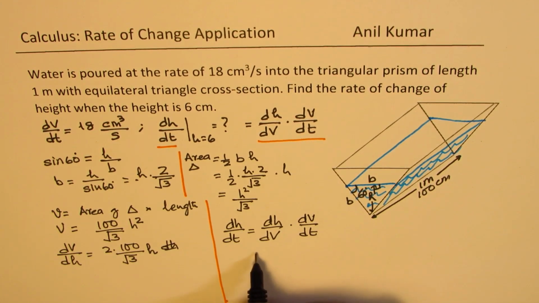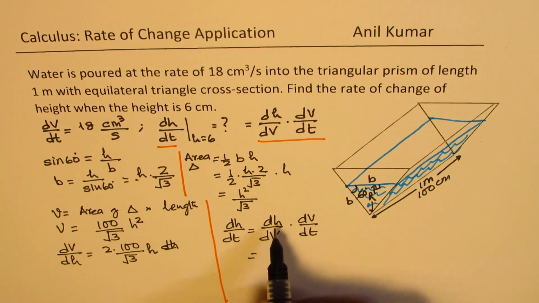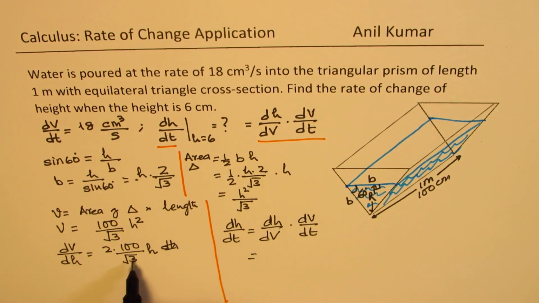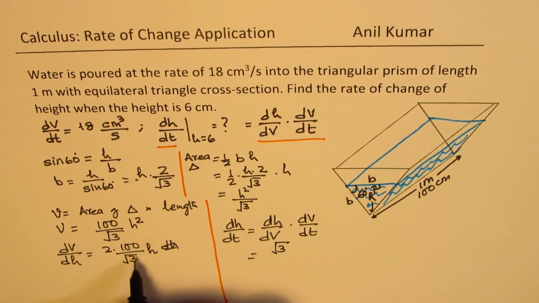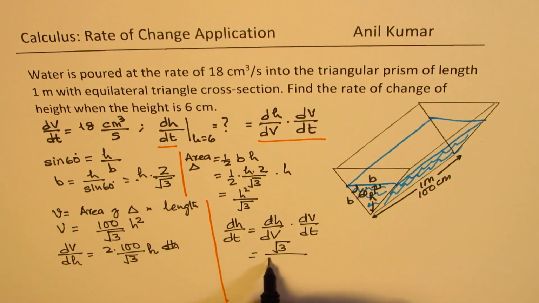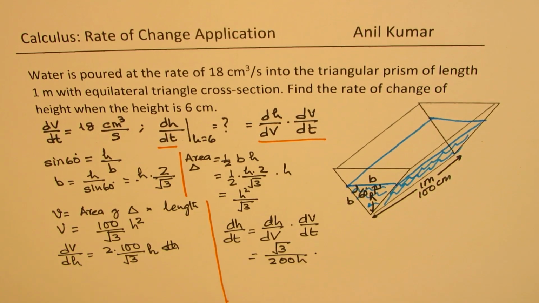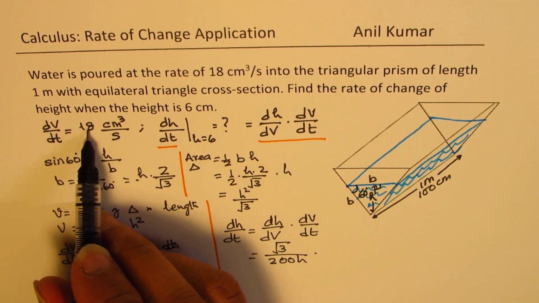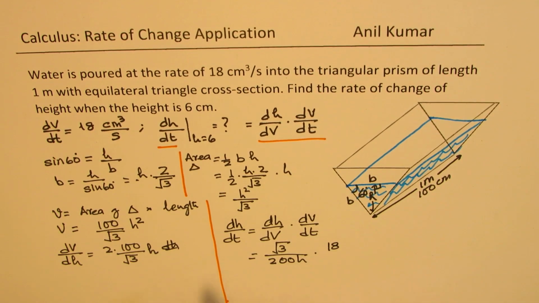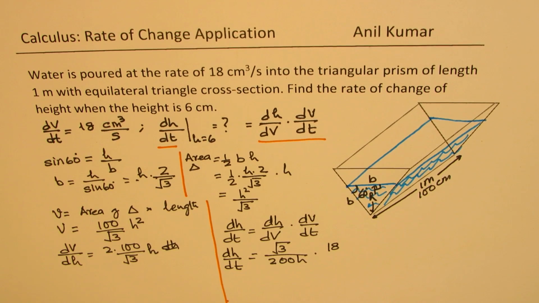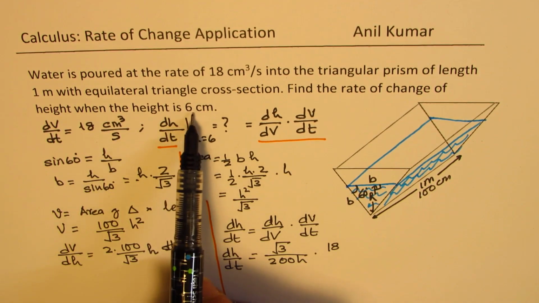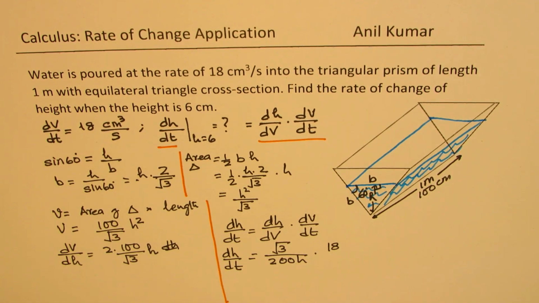So in our case, dH/dV will be the reciprocal of this. So we get that as square root 3 over 200h, right? Times dV/dt, which is given to us as 18. Okay, so that is dH/dt. Now we can replace h with 6 to find rate of change when height is 6. Okay, that's the whole idea.